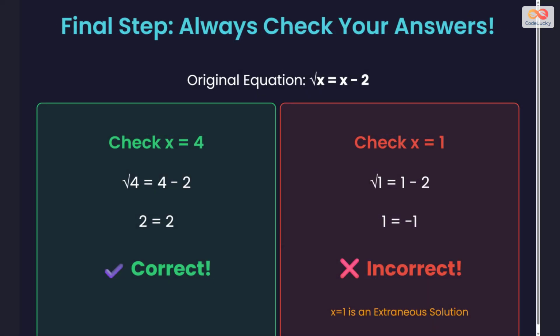Let's check our two potential solutions in the original equation, which was the square root of x equals x minus 2. First, let's try x equals 4. The square root of 4 is 2, and 4 minus 2 is also 2. 2 equals 2, so this answer is correct. Now let's check x equals 1. The square root of 1 is 1, but 1 minus 2 is negative 1. 1 does not equal negative 1. This means x equals 1 is an extraneous solution. It's a fake answer that we must discard.